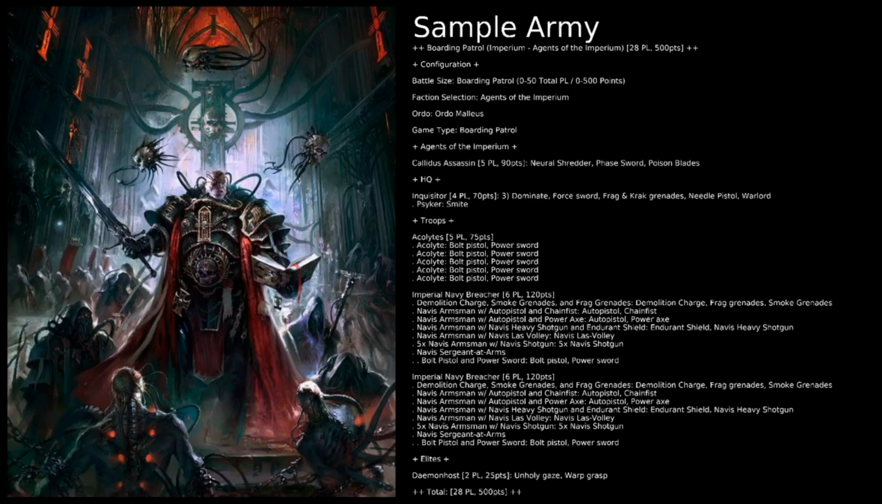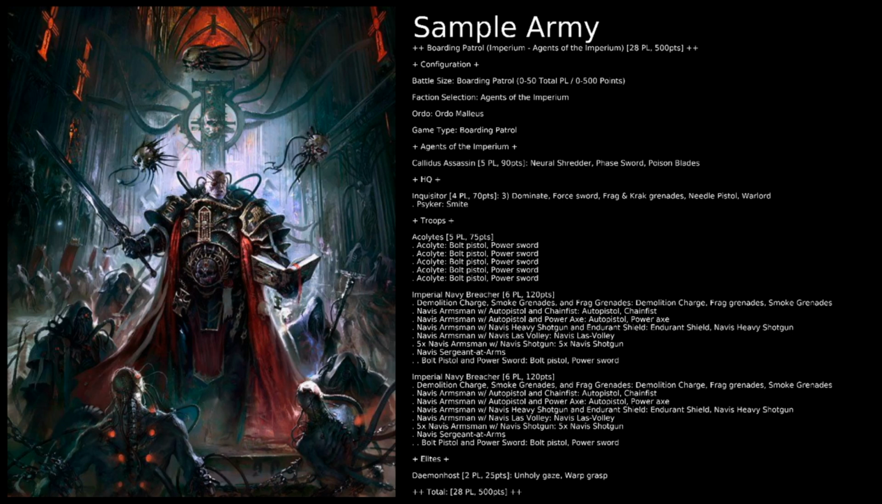And so here we have our sample army list for the Agents of the Imperium. Now we do get to put in one Agent of the Imperium. We've got the Kalitas Assassin, who we can include regardless of the character models we've got in the force, so they're not taking up a slot here. And then we've got the Inquisitor leading our force. We've got Dominate, which is really fun. We can pick an enemy unit to shoot or fight against their friends. Force Sword, Needle Pistol on him.